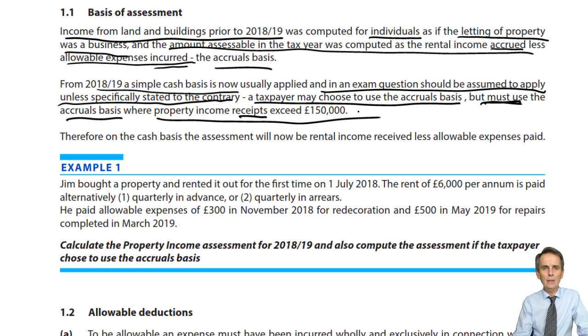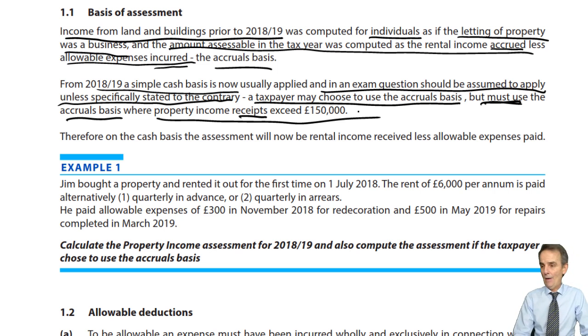Simply to pick up the rental income actually received in the tax year, you can look at your bank statements, you can see when the money came in, and then on expenses, when did they pay out, when did the money go out. It'll be a far simpler system for individuals, and hopefully, of course, for us as well, so far as exam questions are concerned.